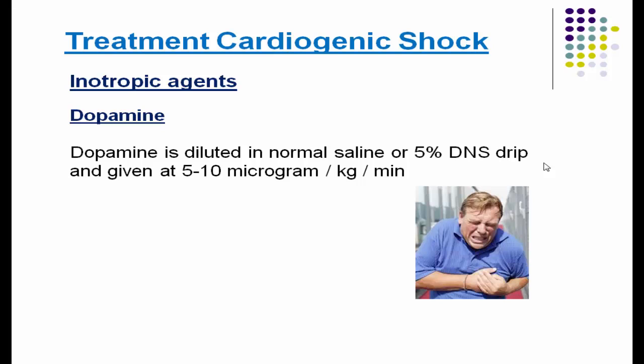Treatment of cardiogenic shock. Inotropic agent such as dopamine. Dopamine is diluted in normal saline or 5% DNS and given at 5 to 10 microgram per kg per minute.